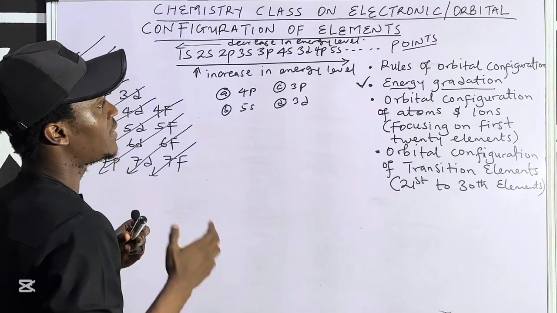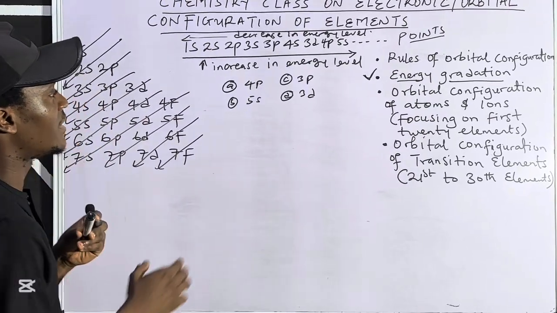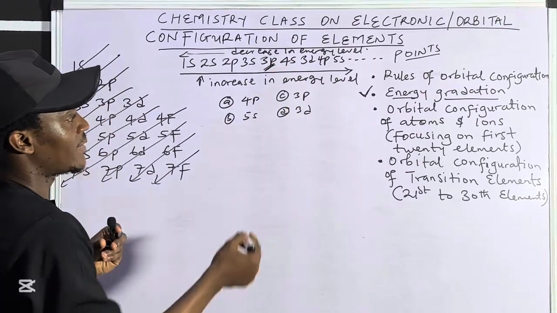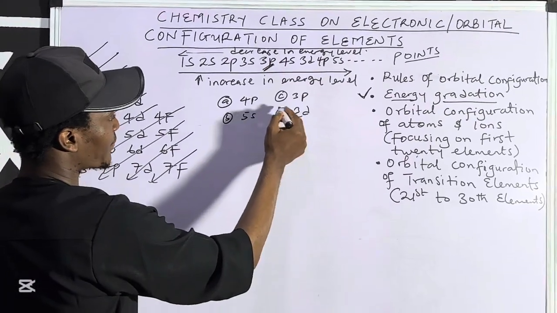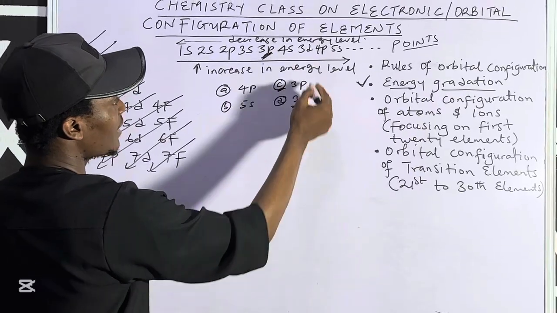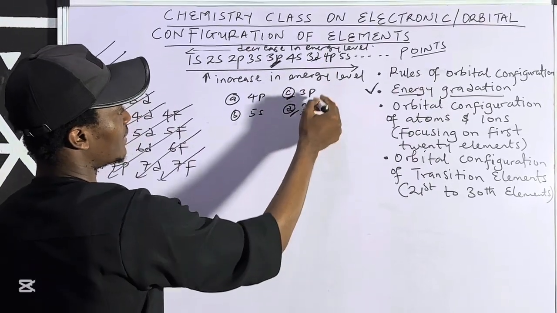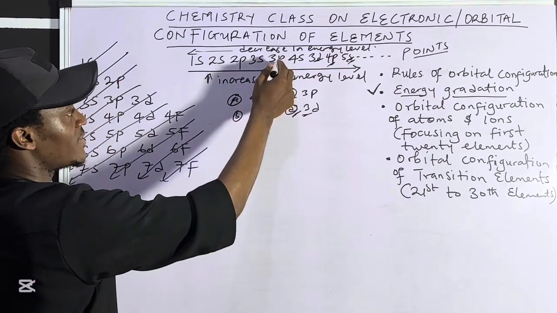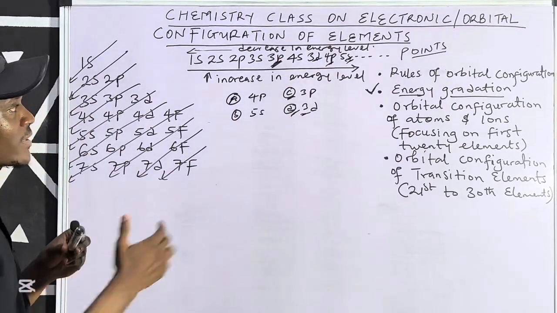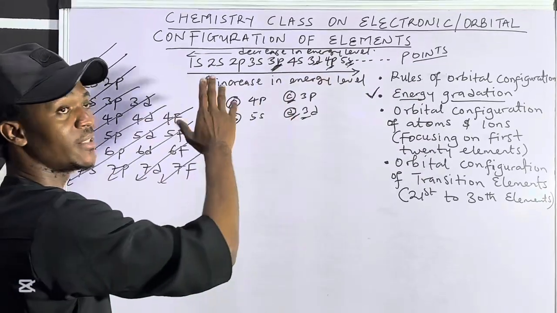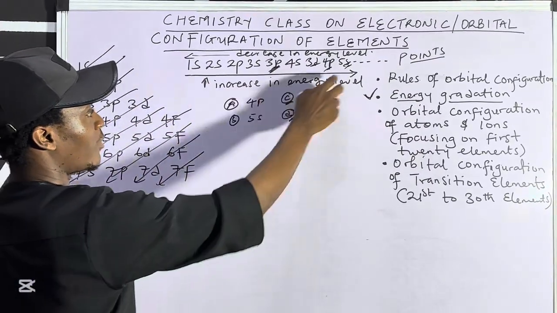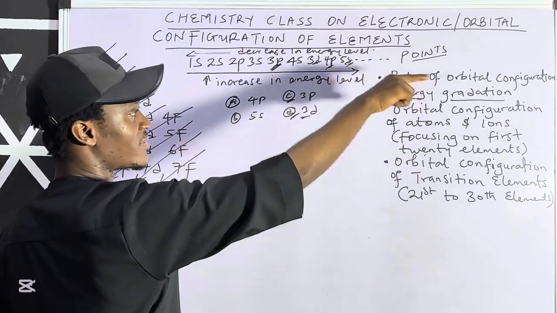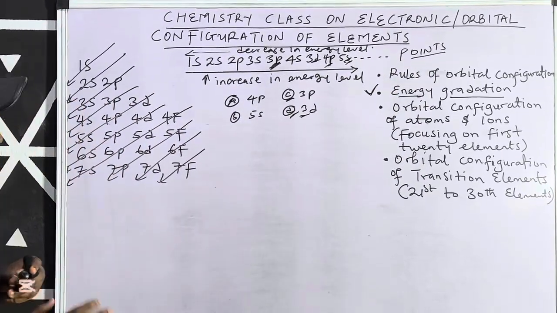Then what about the one with the lowest energy? In this case, it should be 3p. Why? You have 3p here, then 3d here, then 4p here and 5s. So the one with the lowest energy in this case should be 3p. But among all of them here, the one with the lowest energy is 1s, while the one with the highest in this series should be 5s, and the energy continues to increase. All right, so that's how it works.